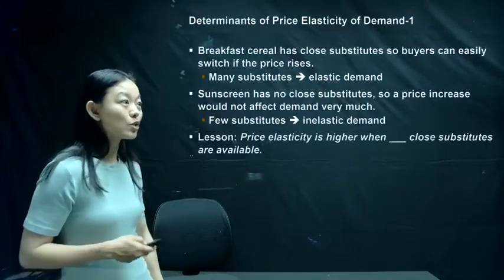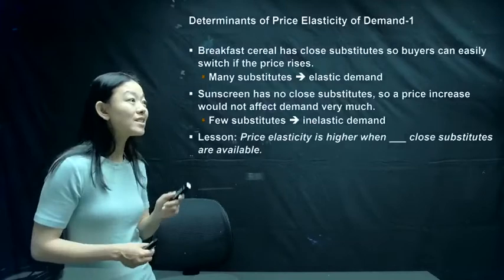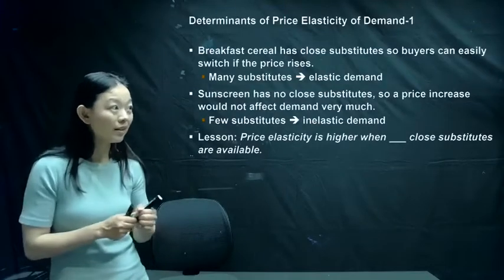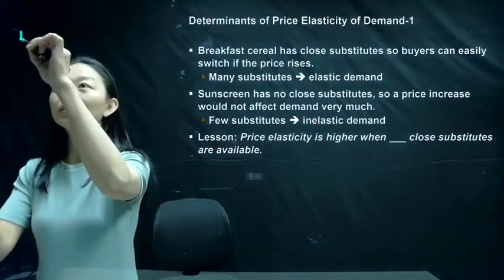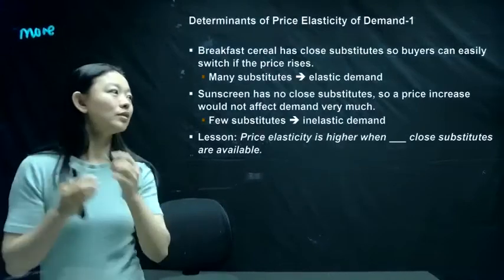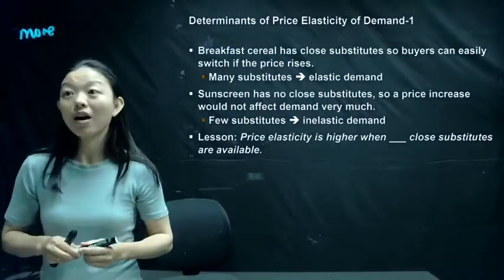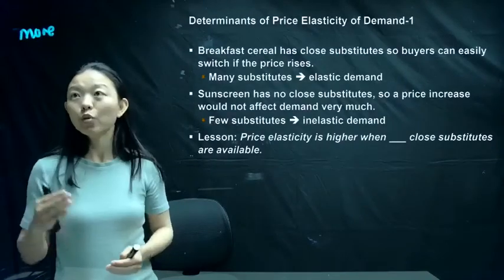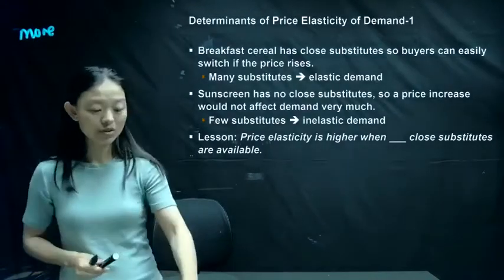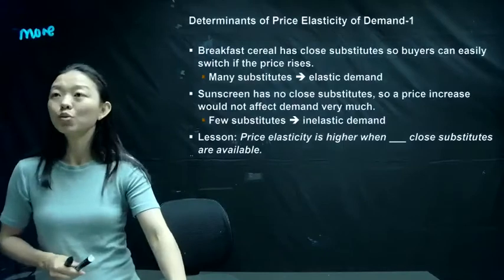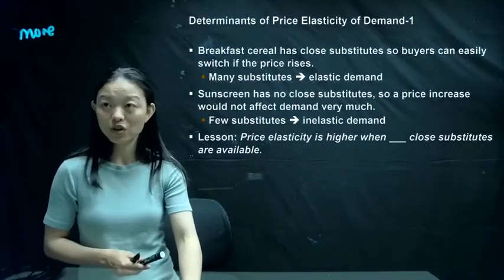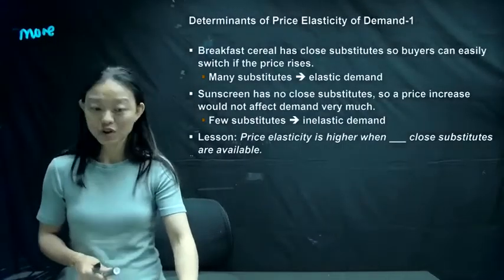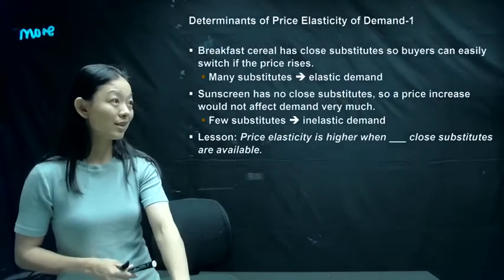Okay, so the lesson we can learn here is: price elasticity is higher when more close substitutes are available. Okay, so this will be the first determinant, the existence of substitutes. Now let's move on to the next one.